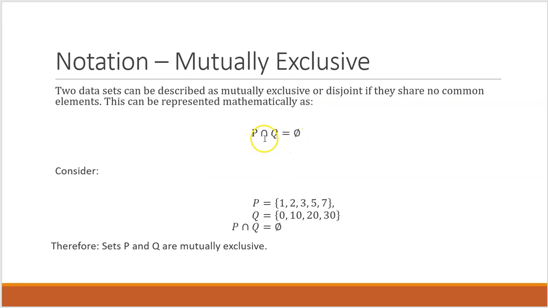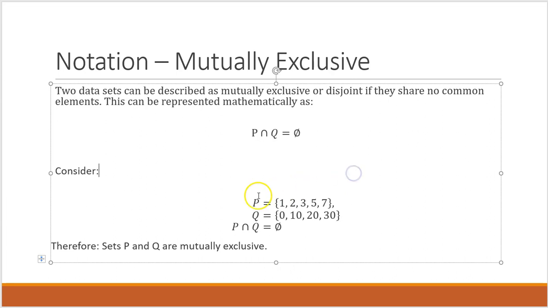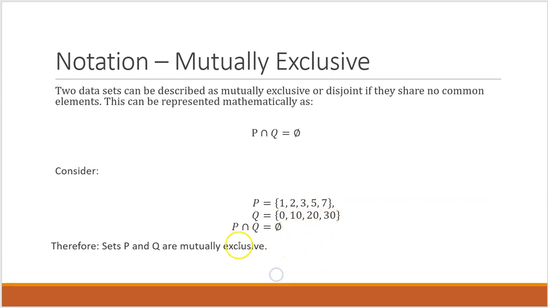So the intersection of P and Q has no common elements. So we could write it like that, or we could write it like that, but I'll keep it at that for now. So consider sets P and Q. In P, it's got items or members 1, 2, 3, 5, and 7. And Q has 0, 10, 20, and 30. And we ask ourselves, what is the intersection of P and Q? Well, they have no common elements. Therefore, P and Q are mutually exclusive.